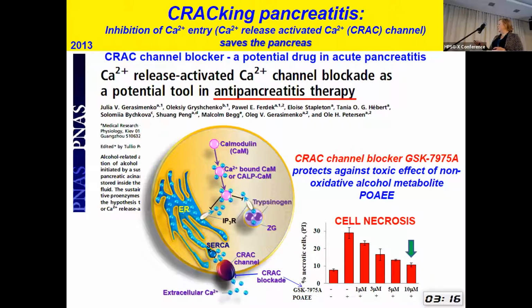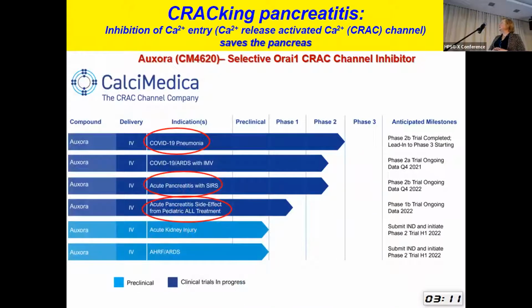And a novel blocker was recently proposed by Calcimedica. This is the CM4620, and it's named Auxora. And as you can see, that's the reality at the moment. It's used in human trials for acute pancreatitis side effect from pediatric treatment of acute lymphoblastic leukemia, acute pancreatitis with severe cases, and also COVID-19 pneumonia. So this is a kind of promising step forward.